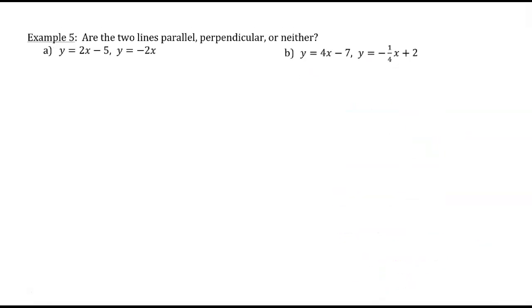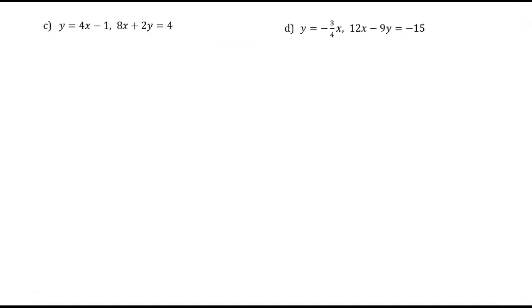In example 5, we're given a series of pairs of lines. We need to figure out if they're parallel, perpendicular, or neither. Let's start with part C. The first line in part C is y equals 4x minus 1. So we know that m1 equals 4. The second line is 8x plus 2y equals 4. Let's solve this for y so we can easily find the slope.